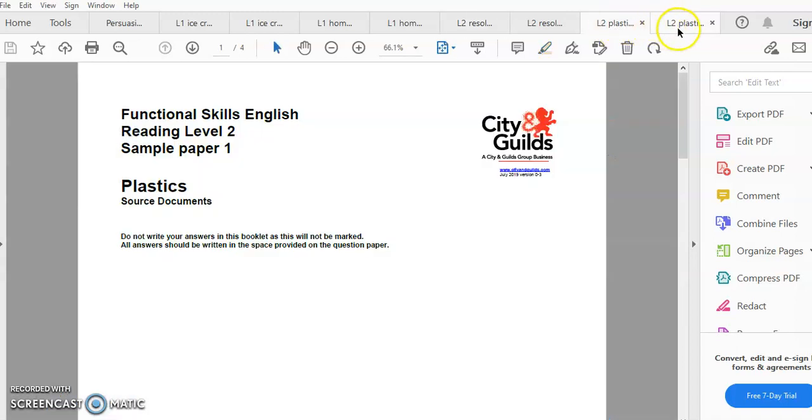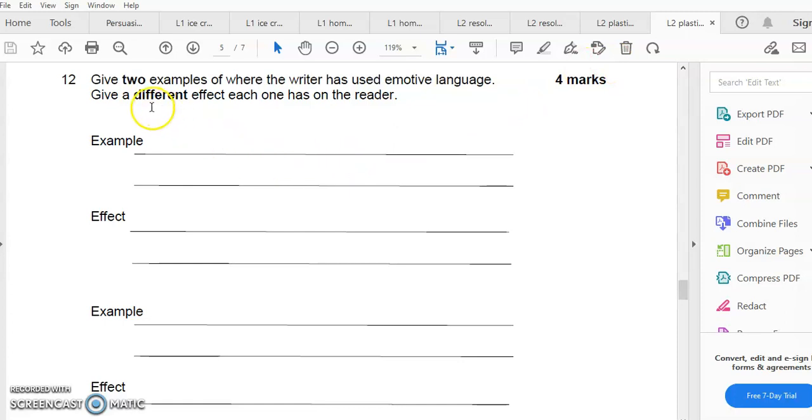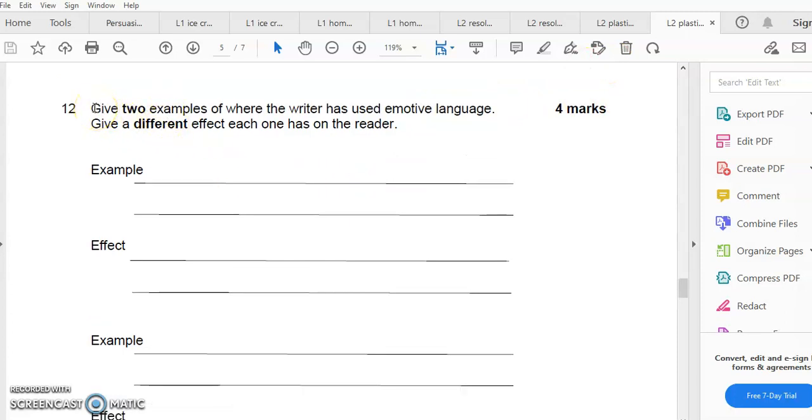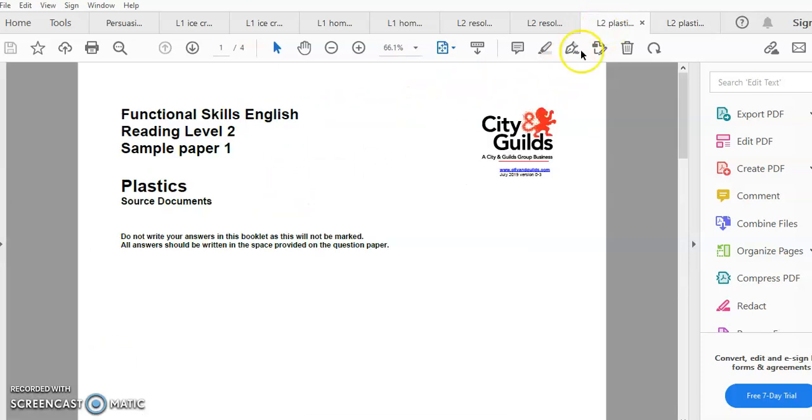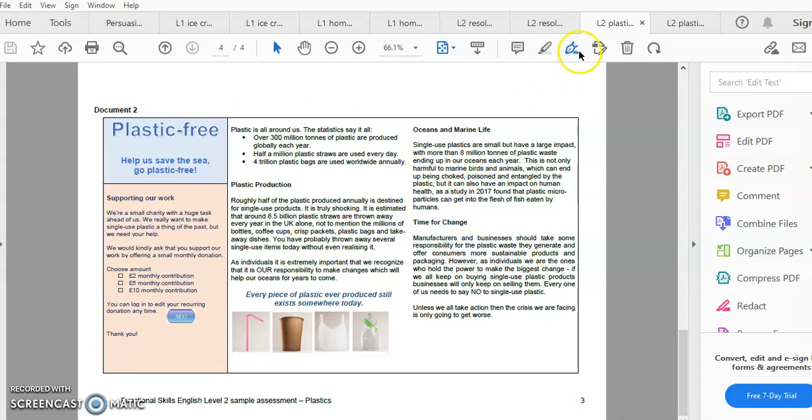Okay? So this is taken from the plastics one. And we can see here, they've given us the language feature they want us to discuss. Straight off the bat, they've said, give 2 examples of where the writer has used emotive language. So we're looking for emotive language, and this is from document 2. I hope you can read this okay. So, for instance, I am just going to pick out here a couple of things. And again, what I'm doing is I'm looking specifically for where they're using these words and phrases to get across an emotion to me, the reader.